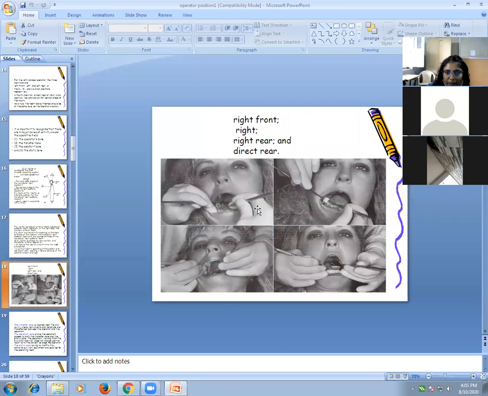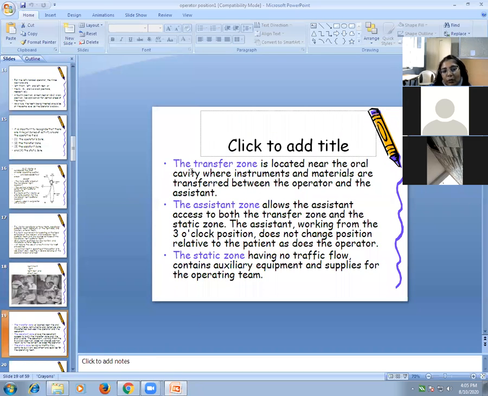See, it's right front, right, and right rear and direct positions. Like this is the right rear, 11 o'clock position, 12 o'clock position, 9 o'clock position, and 7 o'clock position. You can see from the hands where the operator is. The transfer zone is located near the oral cavity. Now, what is the transfer zone? The transfer zone is the area from where the instruments are exchanged between the assistant and the dentist, located near the oral cavity where instruments and materials are transferred between the operator and the assistant. The assistant zone allows the assistant access to both the transfer zone and the static zone.